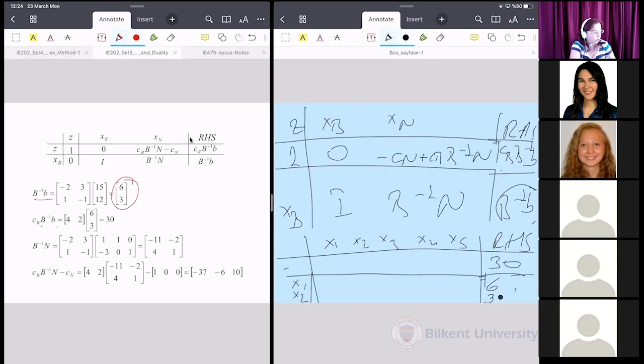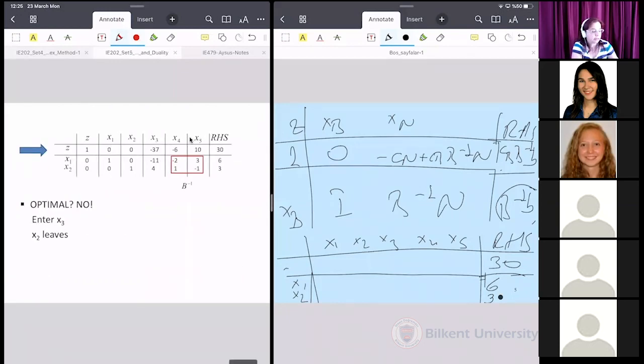All right? Go on. I need B inverse N. So you do B inverse times N, and that's what happens. So for here, I will have minus 11, 12, 2, minus 4, and 1, right? So I'll put that in. And this is my coefficients for row 0. And that's how it is then.